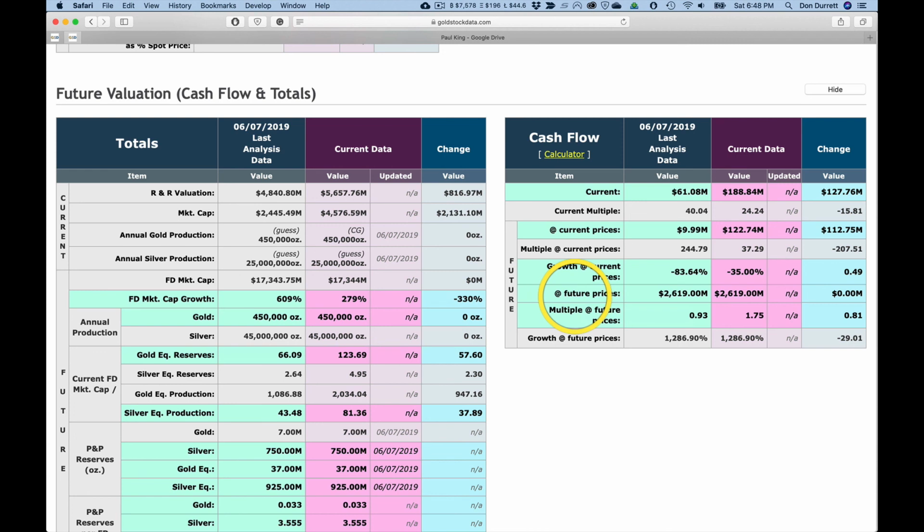So now this is where we're using future prices, and it really jumps. And then you have your multiple, and it jumps way down here to 1.75 versus 24. You see that? And then here's your growth with future prices, 1,200%. So these numbers are really important. So now you understand this section here, the future cash flow, and this.